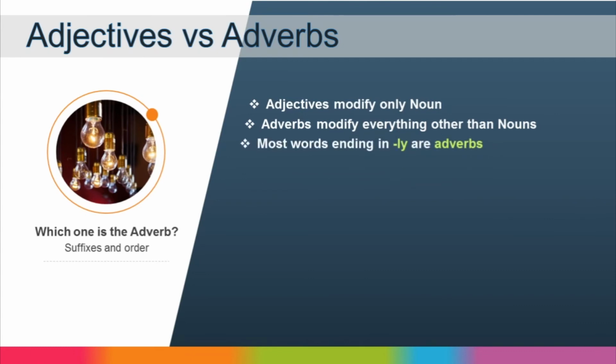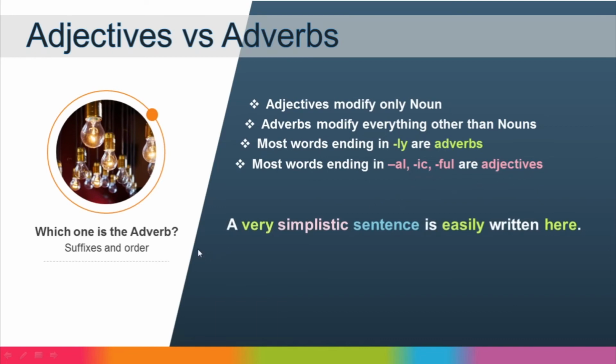And you can also identify adjectives and adverbs using suffixes. In this case, most words ending in ly are adverbs, while most words ending in al, ish, ful are usually adjectives. Let's have an example here. A very simplistic sentence is easily written here. Now, we know this is an adverb because it modifies the word simplistic. Like how simplistic? Very simplistic. The word simplistic ends with ic, so this can also be identified as an adjective.